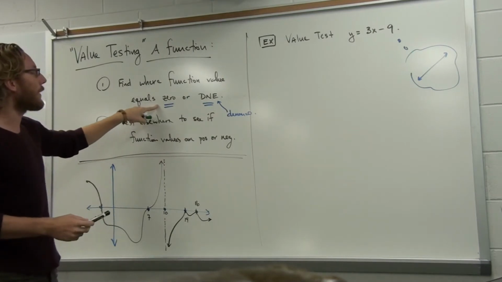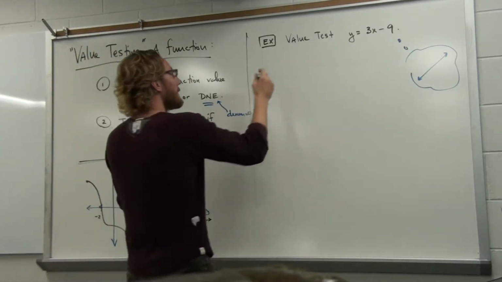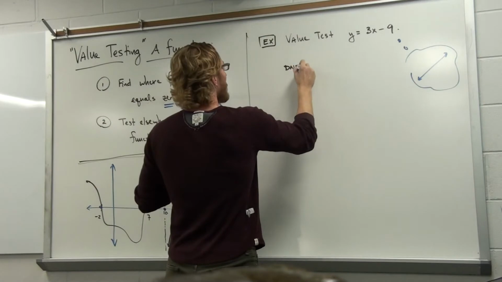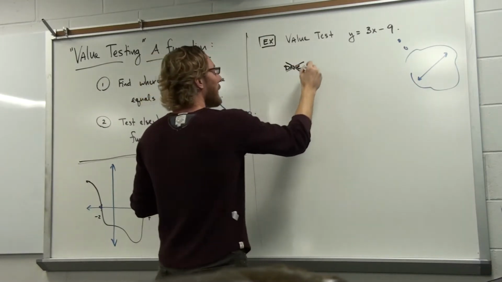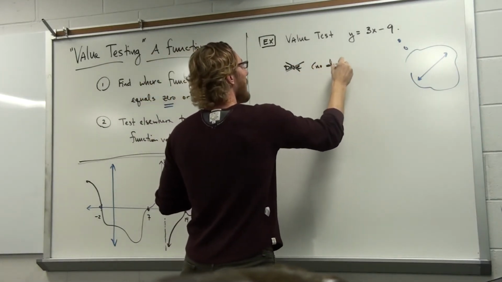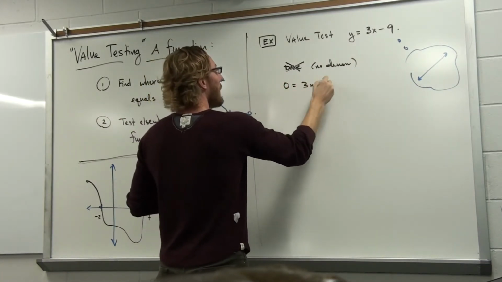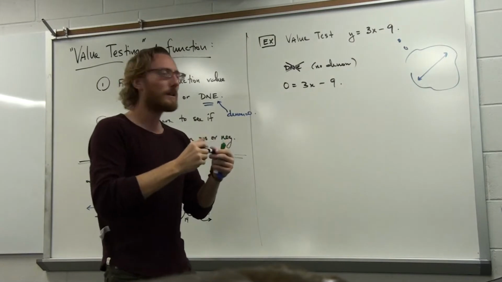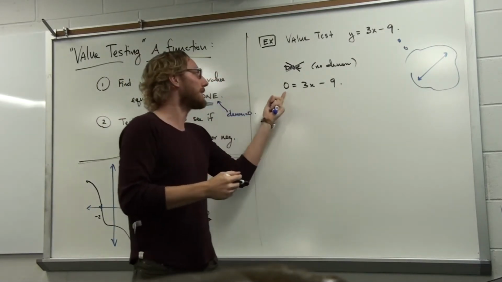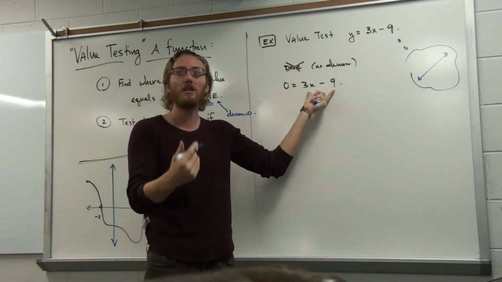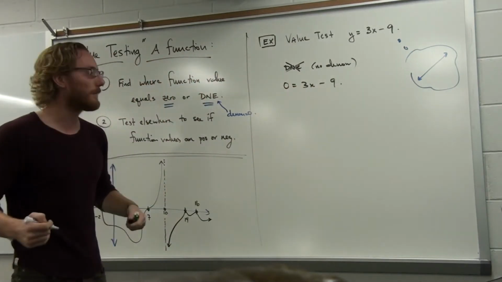We need to find out where our function value equals 0. We've already observed that the function does not exist case is not going to come into play here since we have no denominator. So let's instead find where the function value is 0. What we're going to do is literally just set our function equal to 0. This is going to find us the x coordinates where our function has a value of 0.